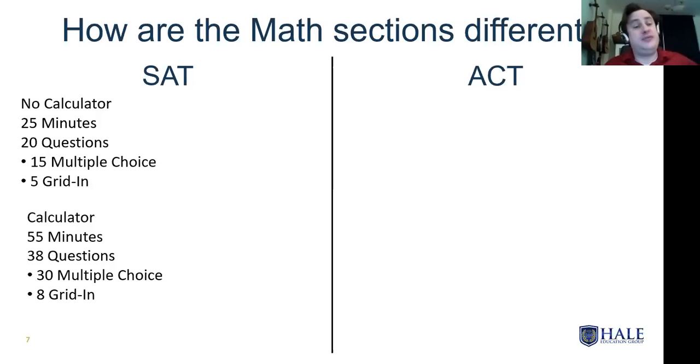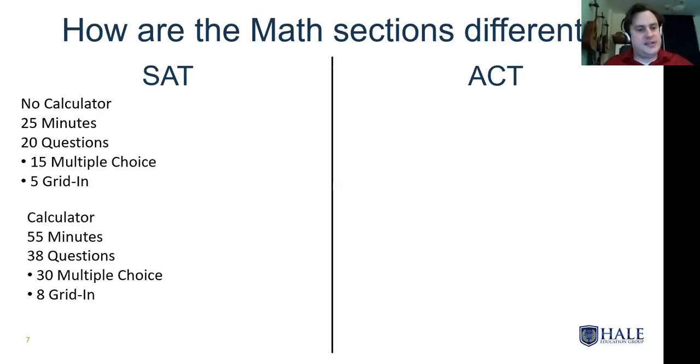Grid-ins are like free response questions, FRQs. They don't give you any answer choices, and you just have to solve a math problem, and whatever you get when you solve it, you write that in. Now that scares students sometimes. Students like to solve a math problem and then look at the answer choices and go, okay, good, my answer's there. When there are no answer choices, sometimes that causes students to panic. So that's one difference between the SAT and ACT.